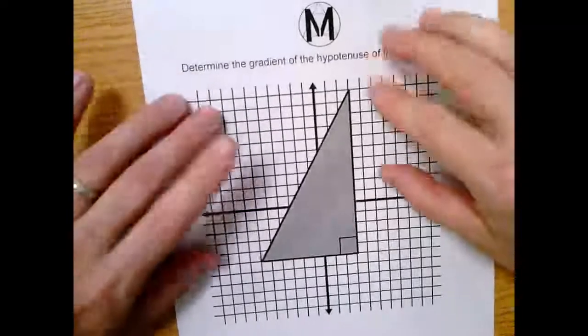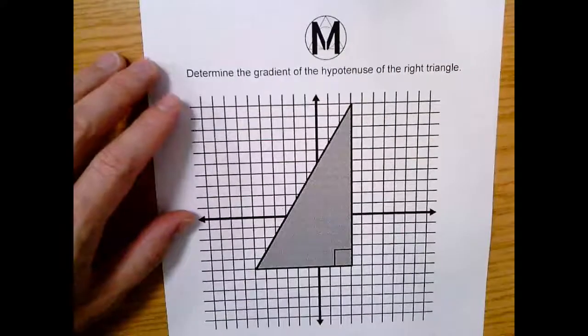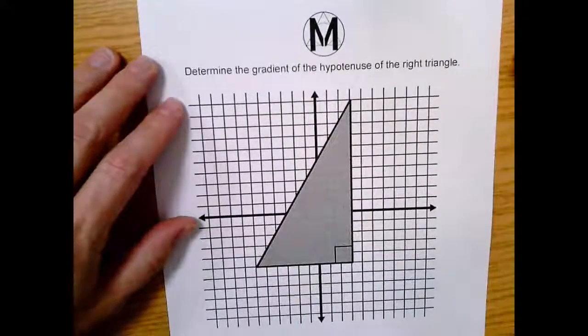All right, let's do some Mathity-Math. Got a picture here. It says, determine the gradient of the hypotenuse of the right triangle. Okay, we can totally handle that.